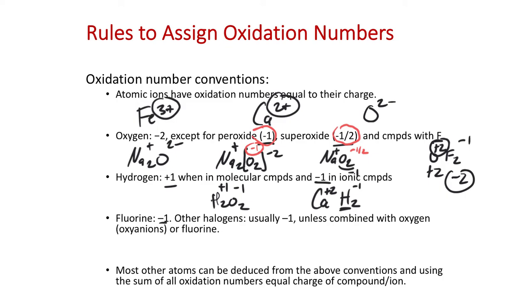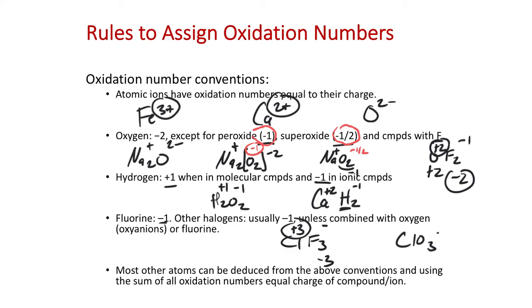And then fluorine is -1, other halogens usually -1. When aren't the other halogens -1? You can imagine when they pair up with O or when they pair up with F. They'll adjust accordingly. Like ClF3, fluorine's always going to be negative. So -3 for the 3 fluorines, therefore +3 for chlorine.